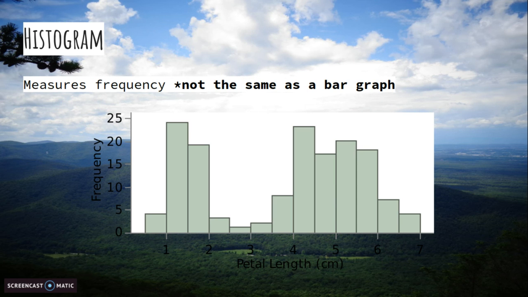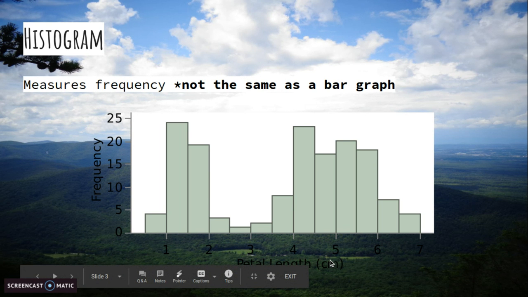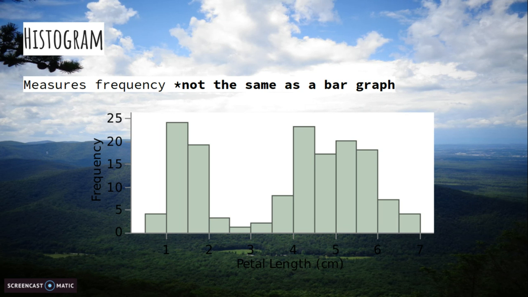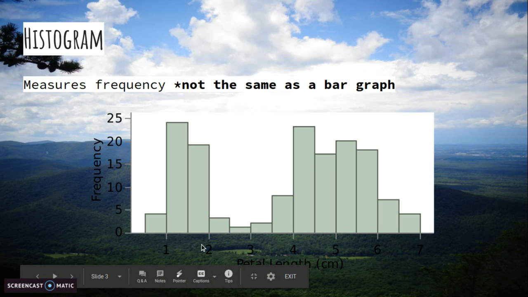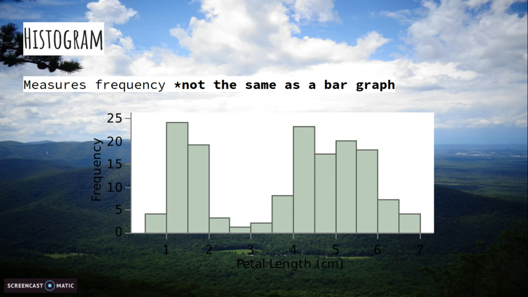Let's look at different ways to display this data. You can use a histogram, and I'm sorry if you can't read that; I don't know why the picture I took had a transparent background. This kind of looks like a bar graph, but it's not the same thing. Here's the difference. If you see the numbers on the x-axis, on a bar graph the numbers are in the middle of the bar, but on a histogram they're at the edge of the bar. That's how you can tell the difference. It also measures frequency, so that's something you can look out for.